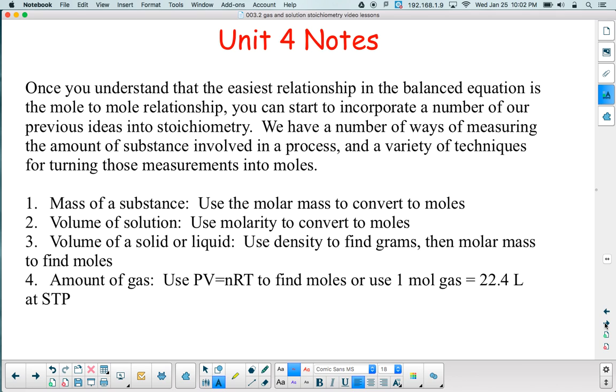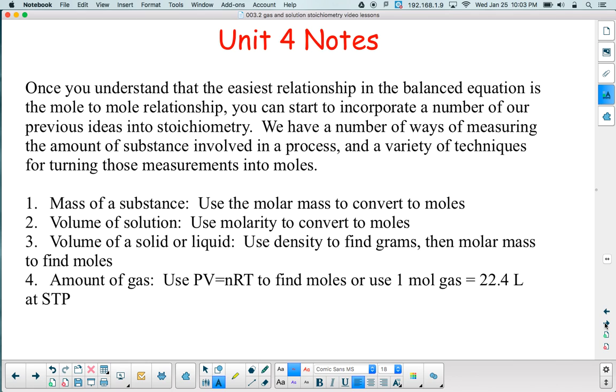The top of your Unit 4 notes is all about putting the pieces together. We've come to understand that the easiest relationship in the balanced chemical equation is that mole-to-mole relationship. Now we're going to start to incorporate a number of our ideas into stoichiometry. We have a lot of ways of measuring the amount of substance involved in a process and a variety of techniques for turning those measurements into moles.